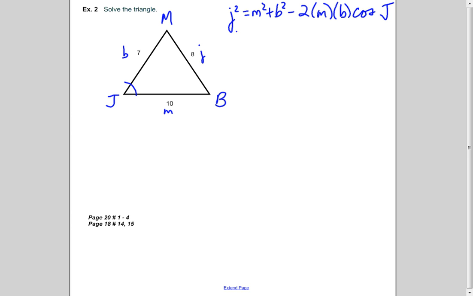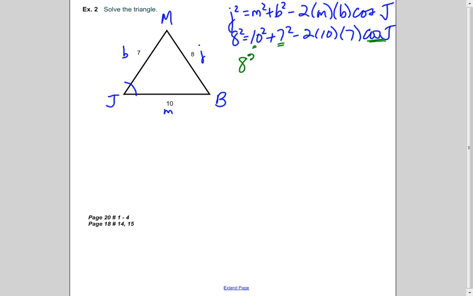So filling in the numbers, I have 8 squared equals 10 squared plus 7 squared minus 2 times 10 times 7 cos J. It's harder to use the cosine law to find an angle than to find a side, so we just need to be careful. I want to get cos J by itself, so I want to get rid of all the other stuff on the right side. I'm going to start by subtracting 10 squared and subtracting 7 squared, getting rid of my add-ons first.